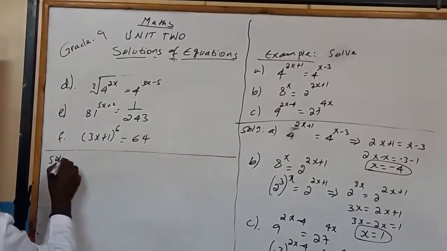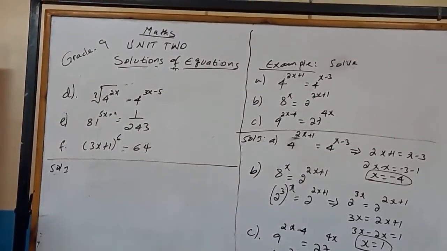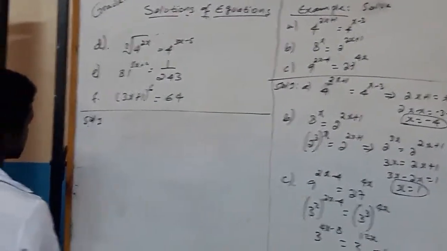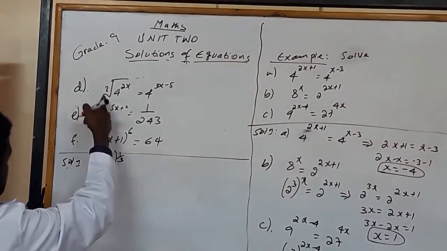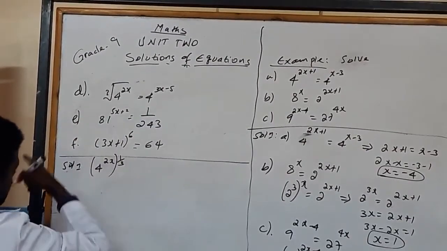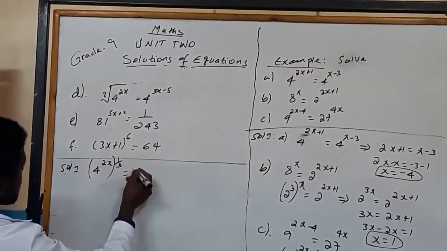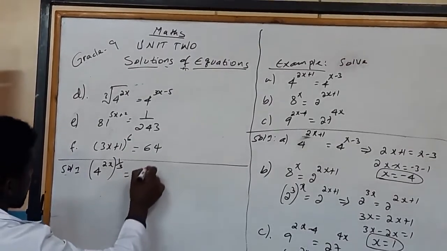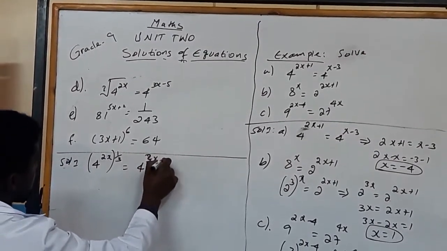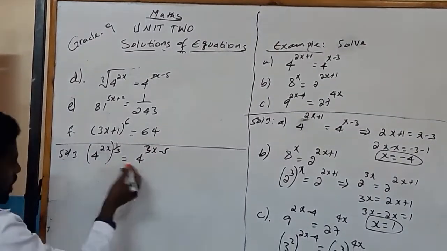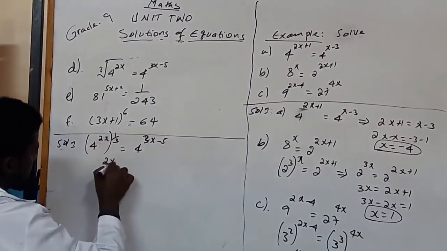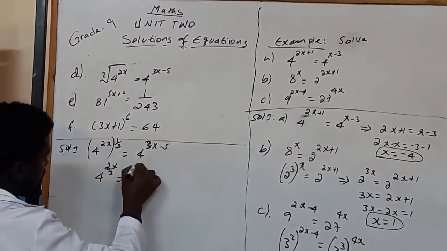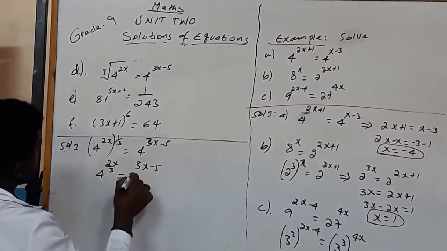To solve this one, again we have to use these very important rules. This can be written as 4 the power of 2x and the whole power of 1 over 3, since we can write it as a rational exponent, right? So this is equivalent to 4 the power of 3x minus 5. This means we write 4 the power of x times 1 over 3, which is 2x over 3, equal to 4 the power of 3x minus 5.